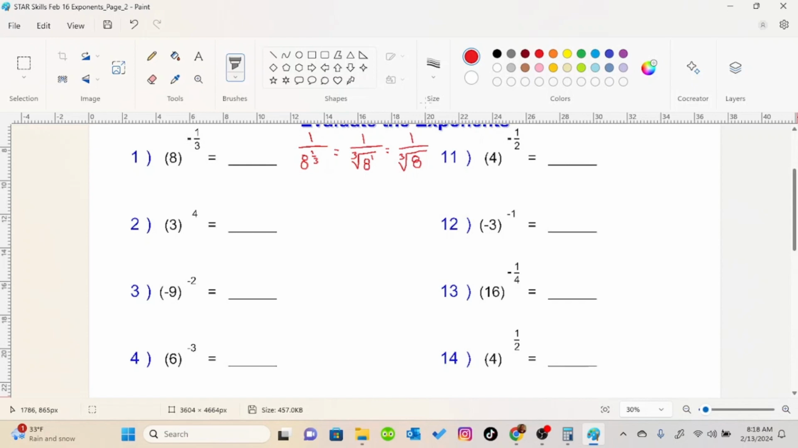What the cube root of 8 means is that we are looking for a number that if you multiply it by itself 3 times, you will get 8. And that happens to be 2. 2 times 2 is 4. 4 times 2 is 8. So our answer is 1/2, because 2 is the cube root of 8.